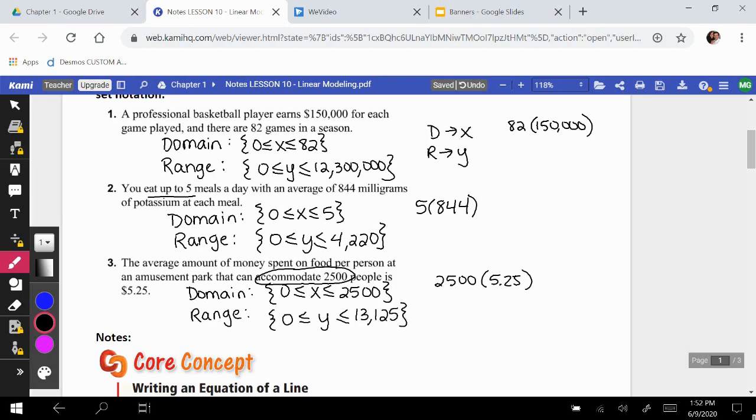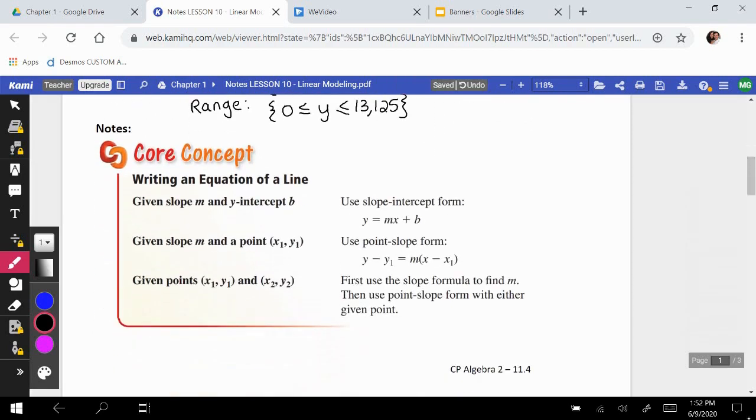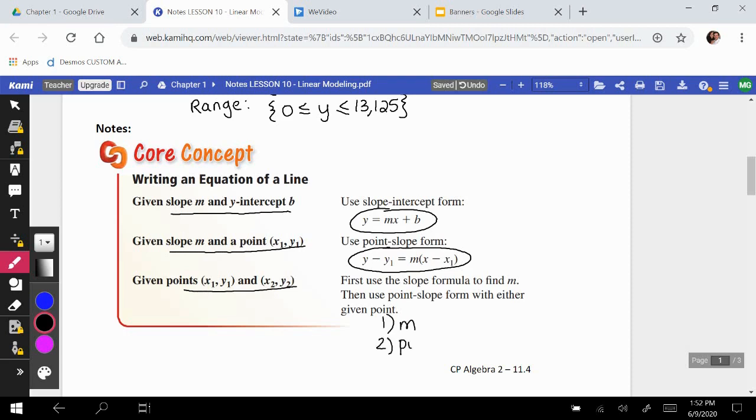And there we go. Okay, today we're going to do more writing equations of lines. We've already reviewed this. If you have the slope and y-intercept, you're going to use slope-intercept form. If you're given the slope and a point, you're going to use point-slope formula. And if you're given 2 points, remember that's a 2-part process where first you have to find the slope and then you're going to use the point-slope form.